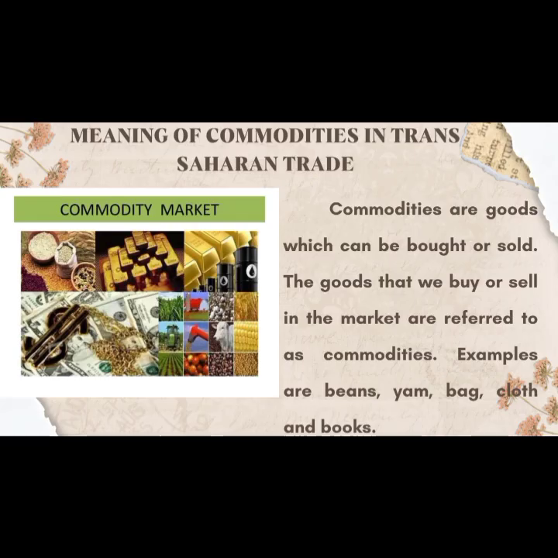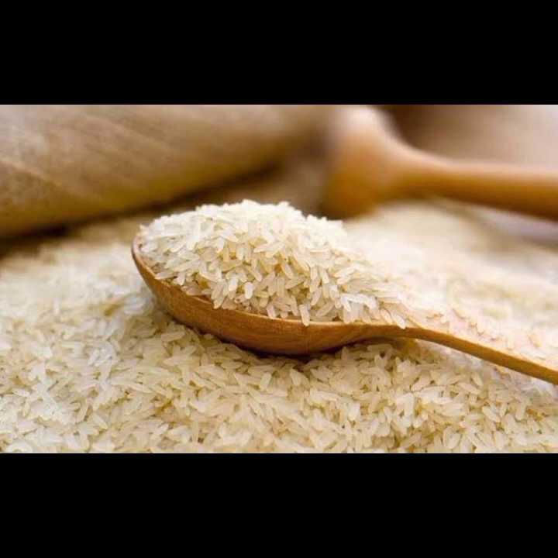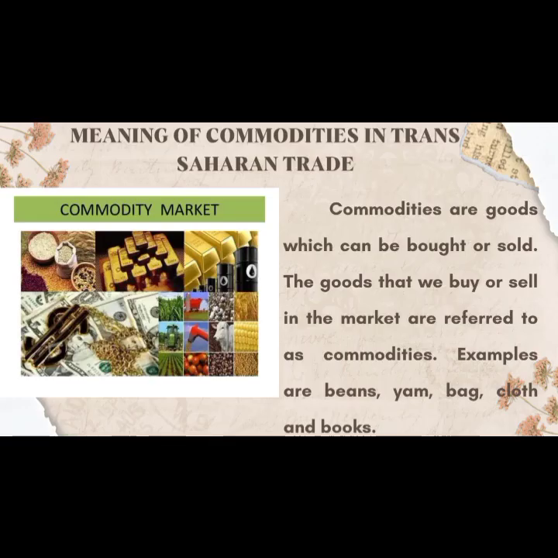Commodities are goods which can be bought or sold. These goods that we buy or sell in the market are referred to as commodities. Examples of commodities vary from household items to basically the major demands of humans in relation to food, clothing, and shelter. And with that, we can give examples to include foods like beans, yam, rice, then personal items like our bags, to toiletries, then to the clothes that we wear, talking about our shelter, then salt used for food, and also shoes and books, just to name a few.